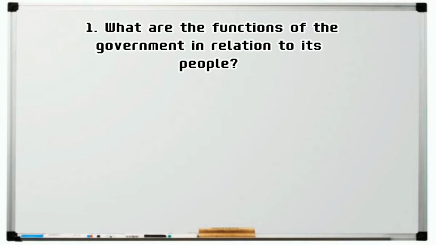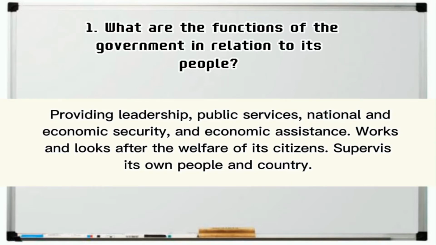The government provides leadership, public services, national security, economic security, and economic assistance. It does a variety of works for the welfare of its own citizens. It makes decisions and gets things done, especially in managing the economy and the conduct of foreign relations. The government also supervises the resolution of conflicting interests between its state and its people.